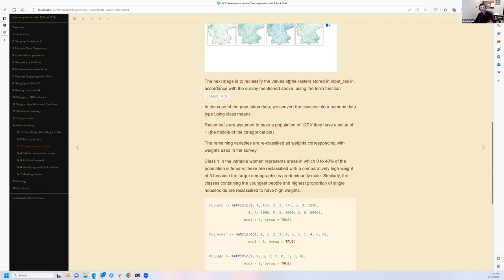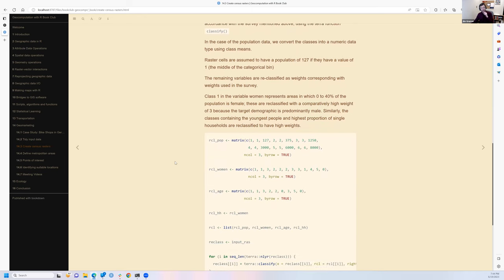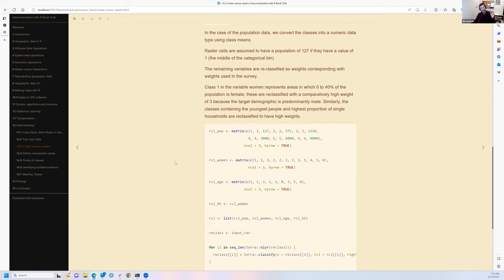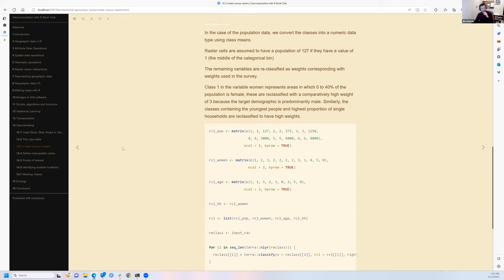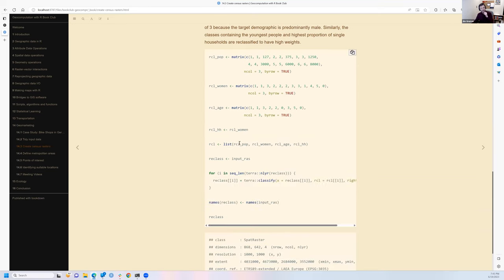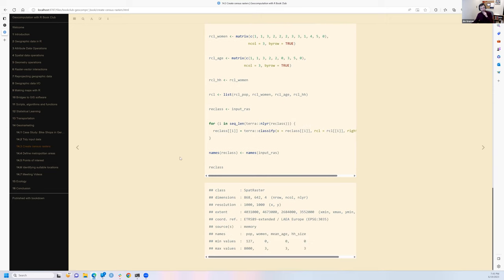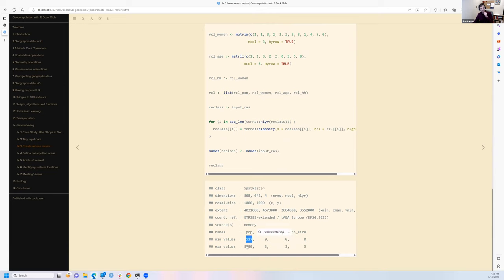Okay, the next step is we have to reclassify the values of the raster from that file in accordance with the survey. So we go through an operation here where we map these numbers to the middle of the population or percentage bins so that they can be joined. So we have to reclassify the raster, and there's a terra classify function that makes that easy to do. At the end of the day, we get a SpatRaster back, and you see the max and min values align with the data set we have. It's kind of centralized, no? Yeah, they're centralized on the bins.